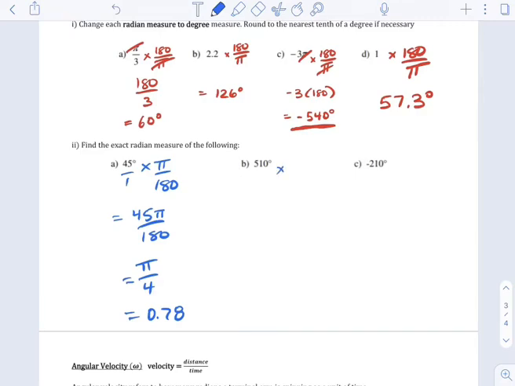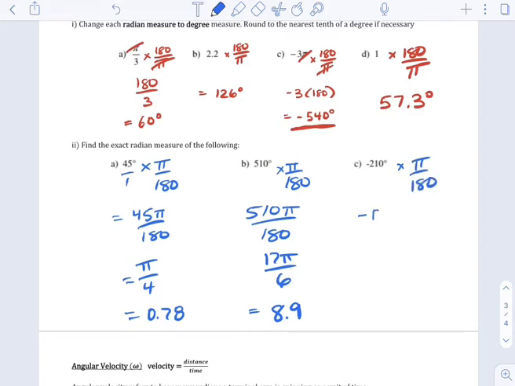Next one, 510, same idea. I'm going to multiply by pi over 180. That gives me 510 pi over 180. And then we can try to reduce that fraction. I know that 30 goes into both those numbers evenly, which would make that into 17 pi over 6. Or if I wanted to get that as a decimal, I can take 17 pi and divide it by 6, and we'll get 8.9. And same for the last one, multiplied by pi over 180.